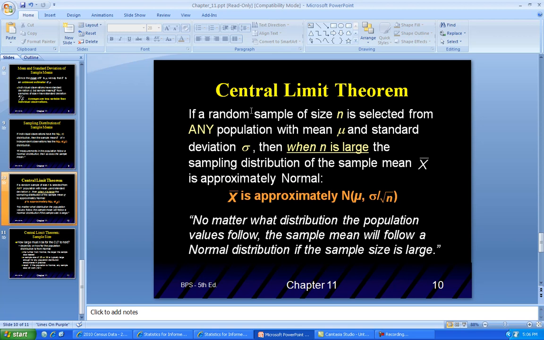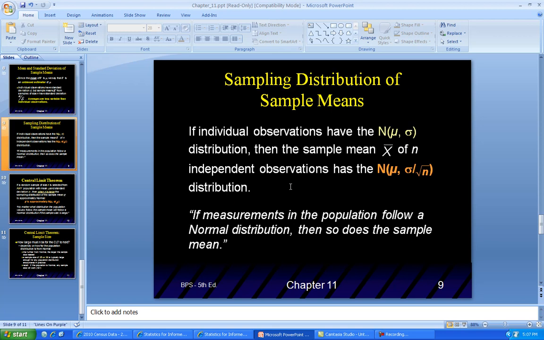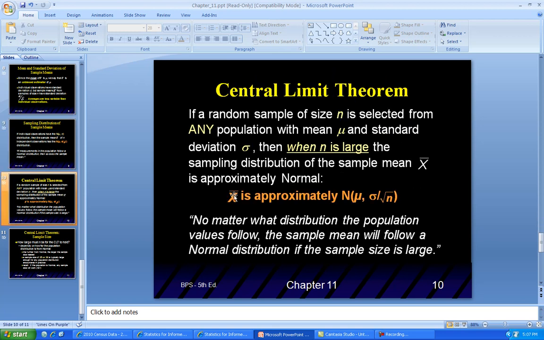Then the central limit theorem here is: if the random sample size is n, and 25 people, 30, 40, 50, 100 if you have a lot of time, from any population with mean mu, okay, that's the population mean, and standard deviation sigma, that's all population, think big. Then when n is large, the more people you investigate or take data from, the sampling distribution of the sample mean x bar is approximately normal. And we just did this. So the central limit theorem is really putting words to this previous slide. So x bar is approximately this.